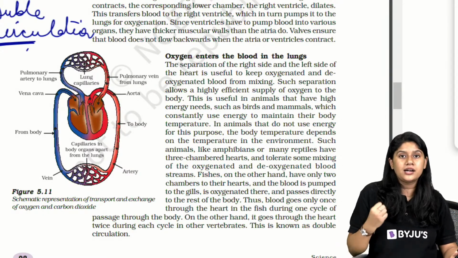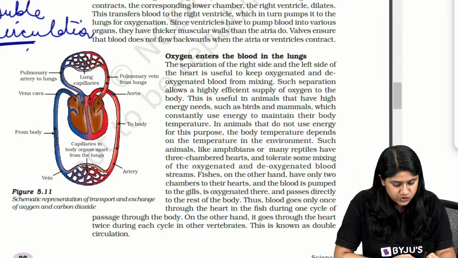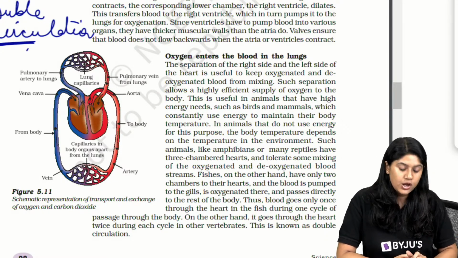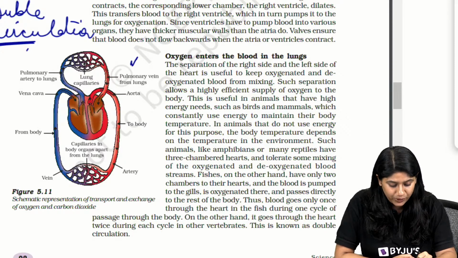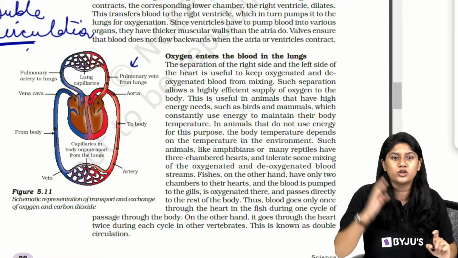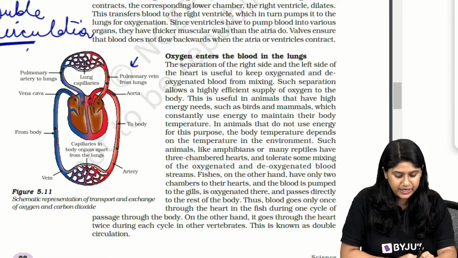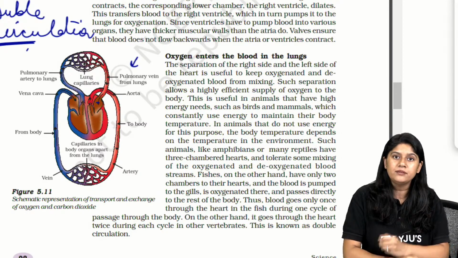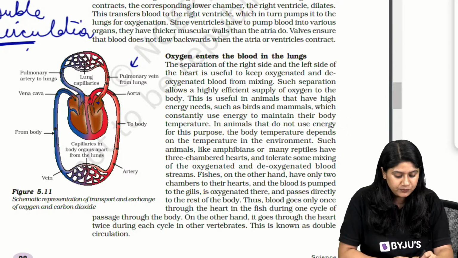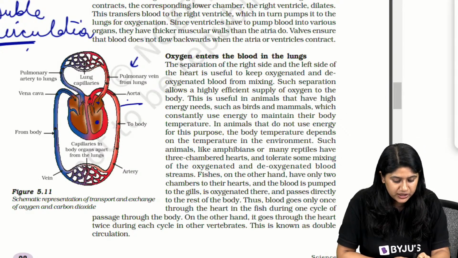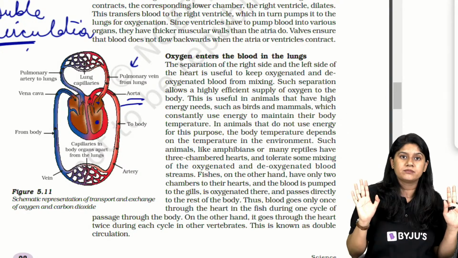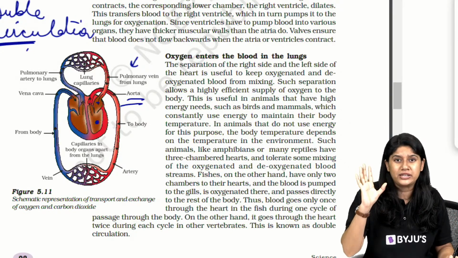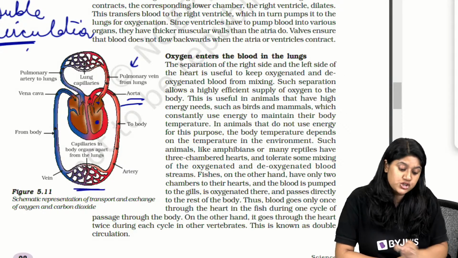Our heart has 4 chambers: left atrium, left ventricle, right atrium, right ventricle. The pulmonary vein carries oxygen-rich blood to the left side of the heart. Then from there it goes to the ventricle, and from the ventricle to the aorta, to the rest of the body. The biggest artery is the aorta, and it carries the blood to the different parts of the body, to the tissues.